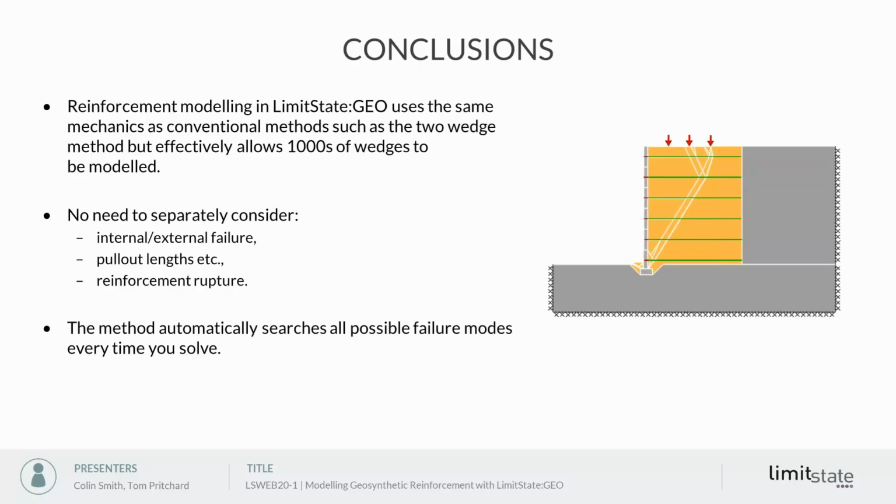And as you've seen with the general principles of how GEO works, it searches essentially all possible failure modes that are defined by that nodal pattern and interconnecting potential slip lines in the problem, and it will search all of those to give you the most critical mechanism every time you solve. So as you've seen with the reinforced embankment problem, it can capture a range of different failure modes depending on the parameters of the problem.